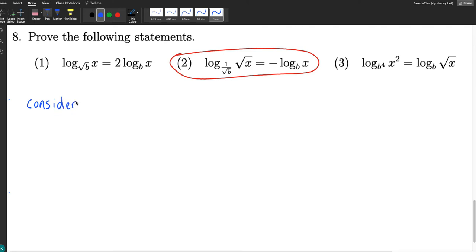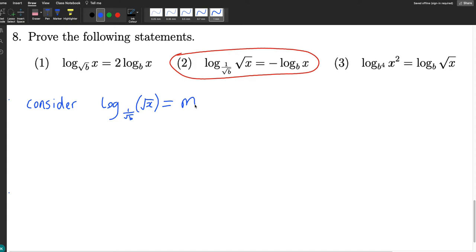Let's consider log to the base 1 over root b of root x, and I'm going to let that equal, say, m. I just picked a random letter. What I'm going to do is manipulate this so that I can change the base so that it's the same as the b base on the right hand side.